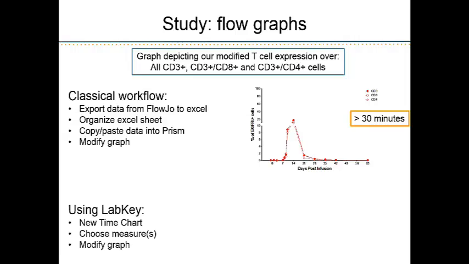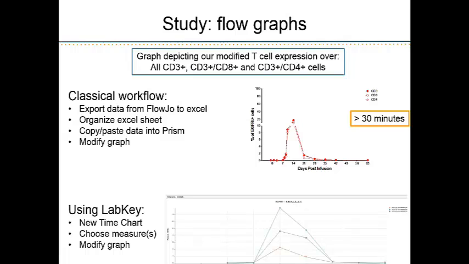But using LabKey, assuming that we have all of the data imported into the study, we click on the button New Time Chart, we choose the measures that we're looking for, and modify the axes of the graphs. And this is what kind of comes out of it. These are not the same patients, by the way, which is why they look different. I actually counted how long this took me, and it was less than a minute. I think maybe 15 clicks of the mouse overall.